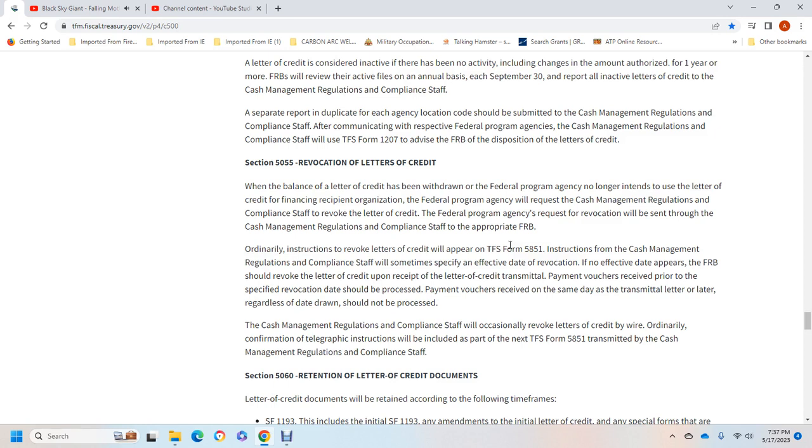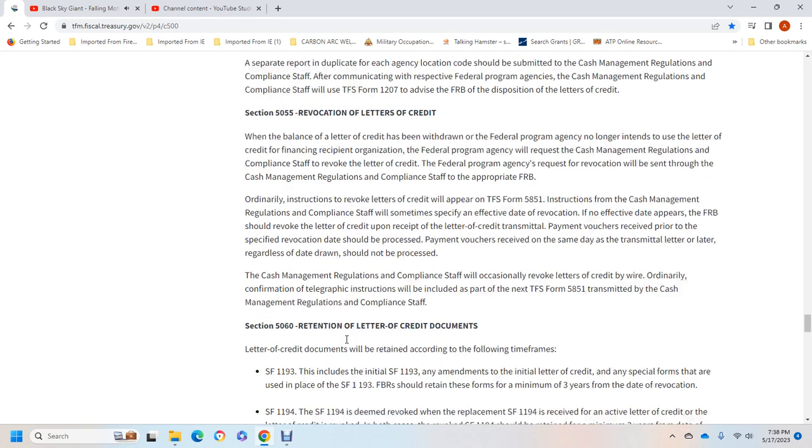Information from the cash management regulation compliance staff will sometimes specify the effective date of the revocation. If no effective date appears, the Federal Reserve Bank shall revoke the letter of credit upon receipt of the instruction. Transmittal payment vouchers received prior to the specified revocation date should be processed. Payment vouchers received on the same date as the transmittal letter or later, regardless of the date drawn, should not be processed. Cash management regulation compliance staff will occasionally revoke letters of credit by wire, telegraphic confirmation, or instruction included as part of Form 5851 transmitted by the cash management regulation compliance staff.